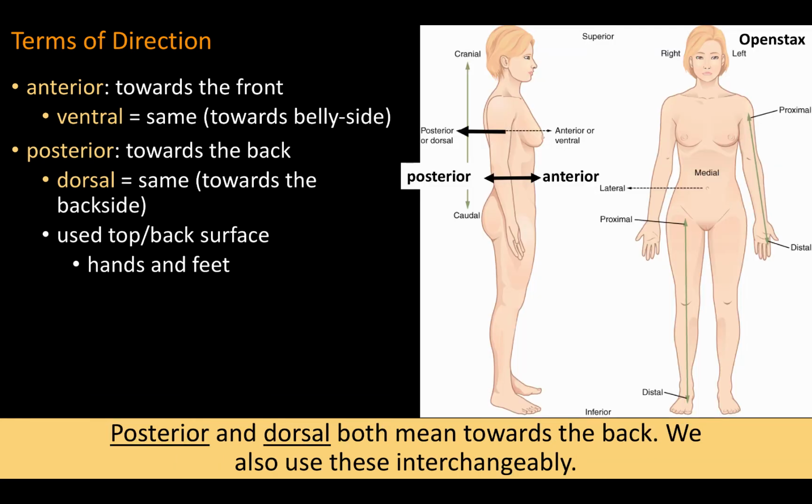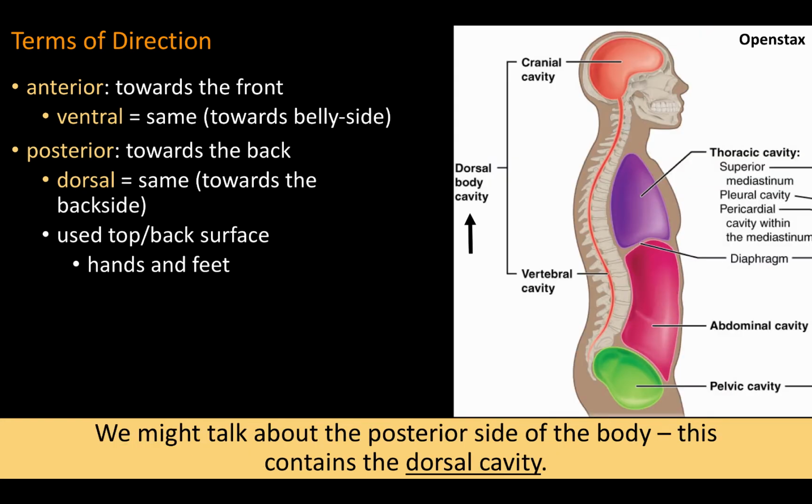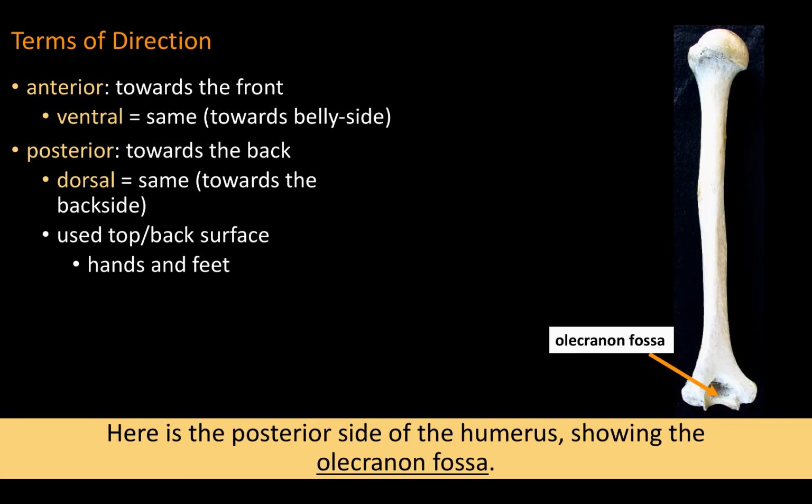Posterior and dorsal both mean towards the back. We also use these interchangeably. We might talk about the posterior side of the body. This contains the dorsal cavity. Here is the posterior side of the humerus, showing the olecranon fossa.